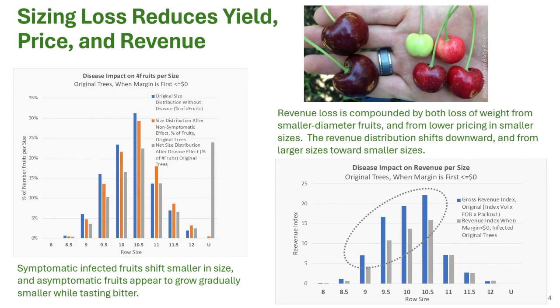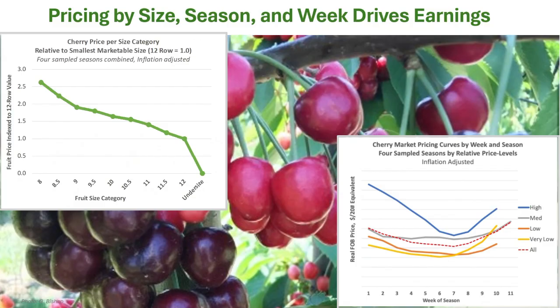The revenue in the large size portion of the curve can drop dramatically. The reason for that is that we all well know the pricing for cherries is heavily dependent on fruit size. We'll get 2.5 times more for a large fruit than we will for a small fruit. And so if we have smaller fruit, we have a smaller price in addition to smaller or lesser volume.